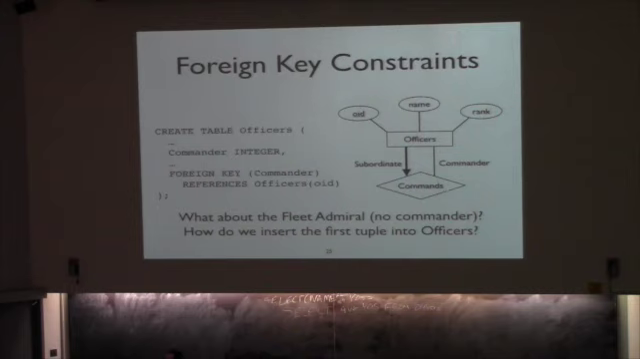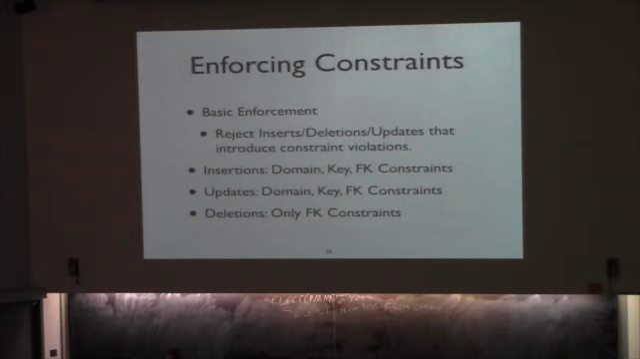Okay. The way you get around the first problem is to simply remove the foreign key constraint. The way you get around the second problem is that you're allowed to have foreign keys which are null. So if you're not actually pointing to something, then it's valid.